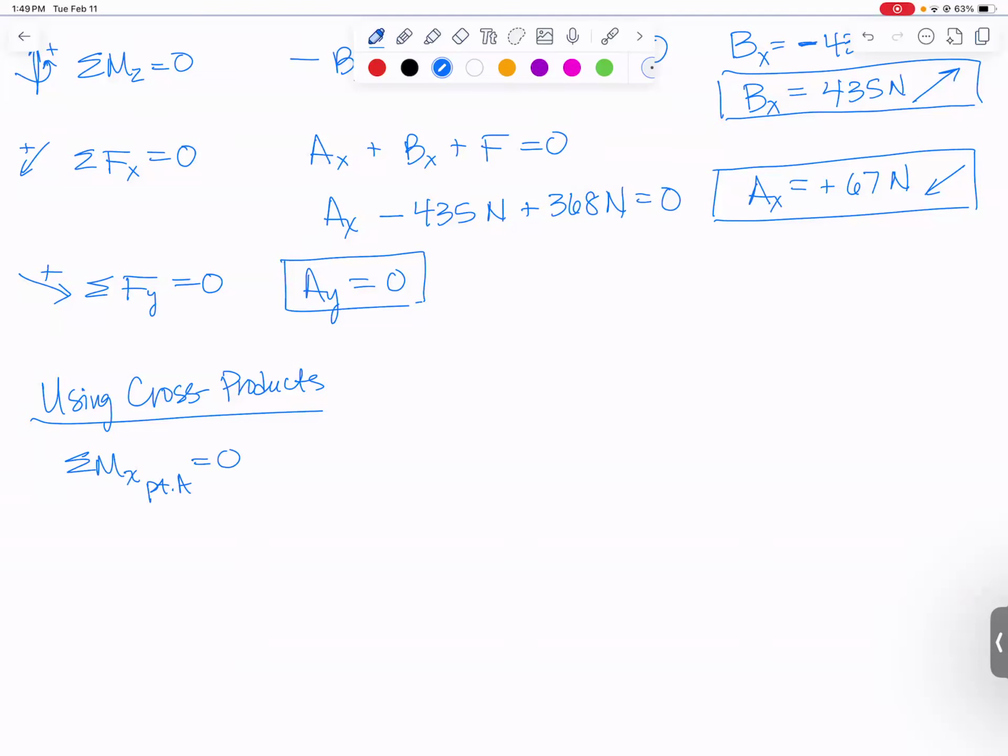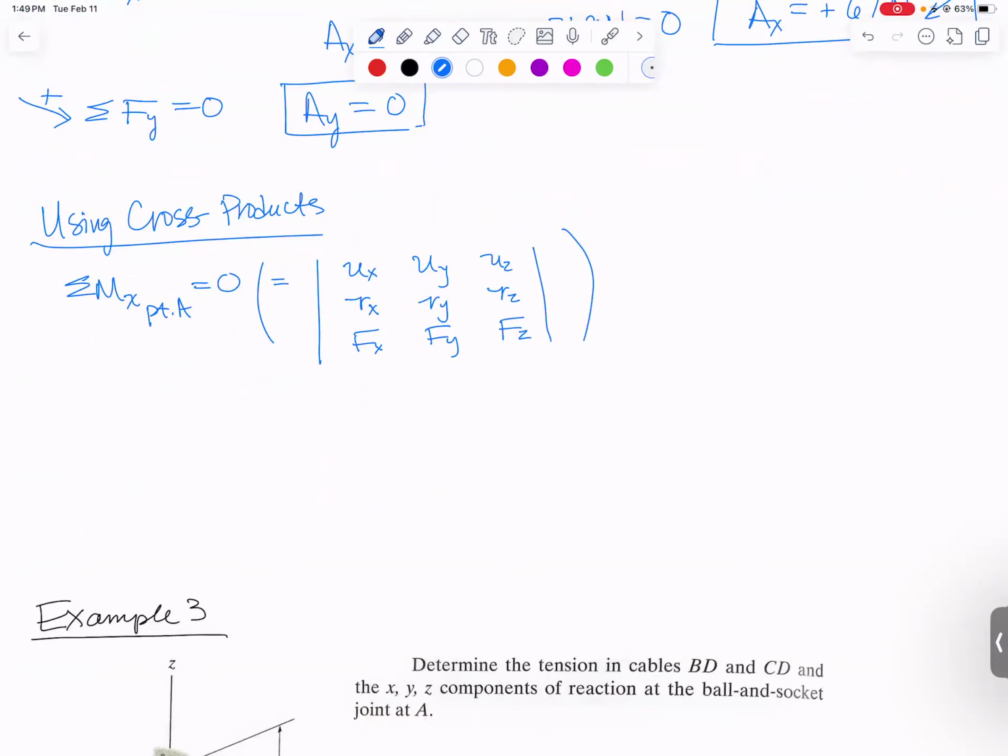Well, what we need to do then is write every single one of our forces inside of a cross product. So if you remember, when we do this, we write these using unit vectors on the first row, position vectors on the second row, and force vectors on the third row. That's just your reminder of how we did this for a moment about an axis. So for that x-axis, let's see what it's going to look like.